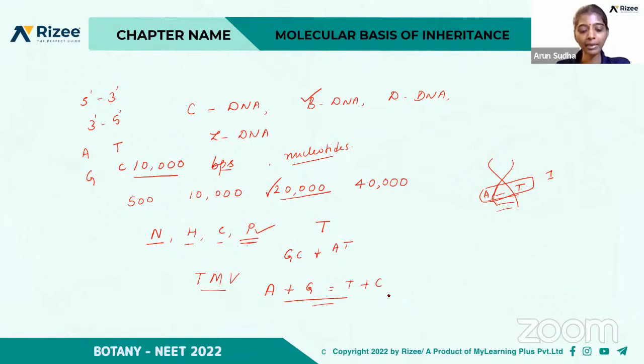Then, in RNA, nucleotides are bonded by hydrogen bonds, phosphodiester bonds, ionic bonds, and salt linkage. B is the right answer. That is phosphodiester bonds. It links the nucleotides.